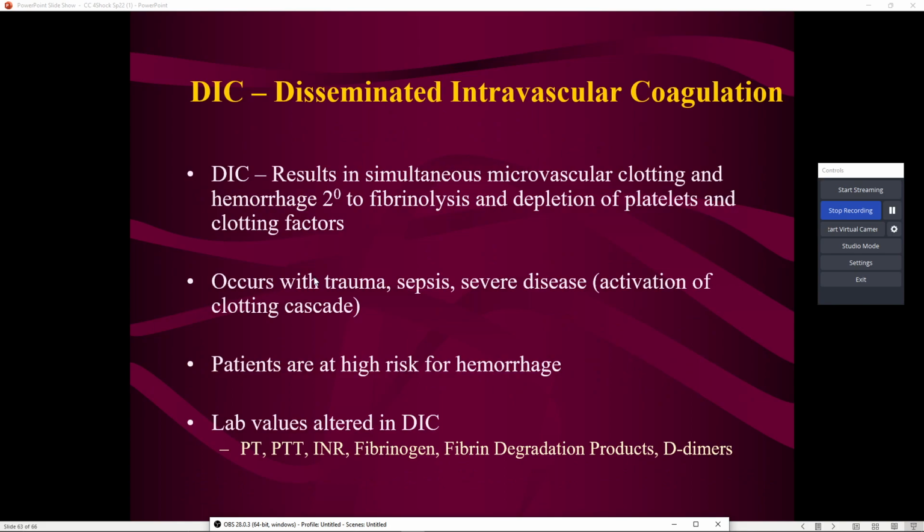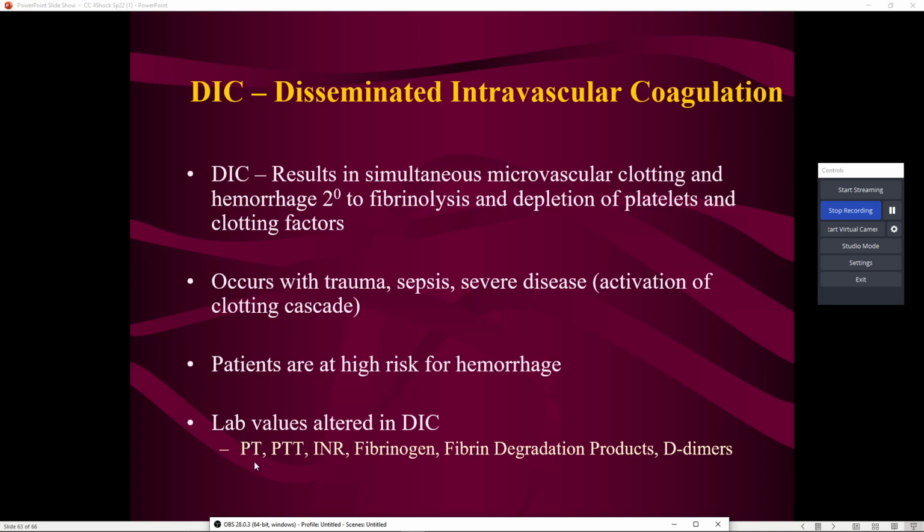DIC, disseminated intravascular coagulation. What happens is your body's been affected for a while. We've been impacting our liver and spleen, among other things, and we are now attacking our ability to form clots, or take clots apart, secondary to fibrinolysis and depletion of platelets and clotting factors. That's exactly it. We clot, hyperclot, and then we bleed everywhere. It's great. Occurs with trauma, sepsis, severe disease, activation of clotting cascade. Patients are high risk for hemorrhage, very high risk, and they will bleed from everywhere. It's almost like you gave them a fibrinolytic, but you didn't.